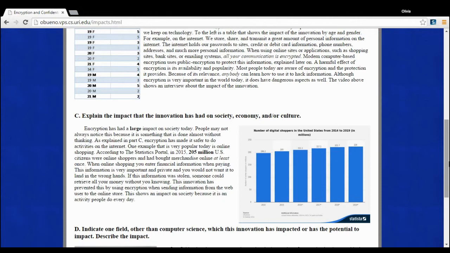This value comes from the graph to the right, showing the number of digital shoppers in the U.S. from 2014 to 2019. When online shopping, you enter financial information when paying, which is very private information. If it was stolen, someone could retrieve all your financial information and use your money without you knowing. Encryption prevents this from happening because this information is encrypted when sending from the web user to the online store. This has largely impacted society because of the popularity of online shopping.